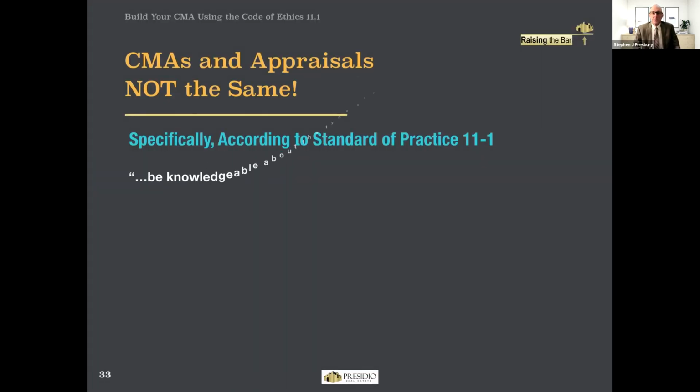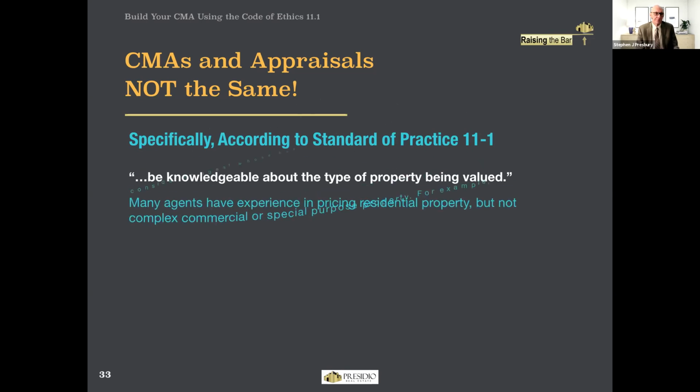So let's look at the standard practice of 11.1. It says he'd be knowledgeable about the type of property being valued. That's part of our responsibility. We can have a clear understanding of what the property is, where the property is, and how the property is presented. We need to know as much of that property as possible. We need to have the knowledge so that we can best compare other properties to it.